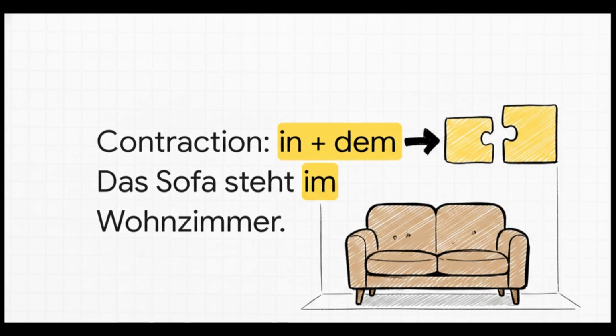Let's look at this in practice. Das Sofa steht im Wohnzimmer. The sofa stands in the living room. Now, we frequently use contractions in German to sound much more natural. Because Wohnzimmer is a das word, it becomes dem in the dative case. So the preposition in plus the dative dem blends perfectly together into im. Basically, in dem becomes im. It's a really neat little shortcut.